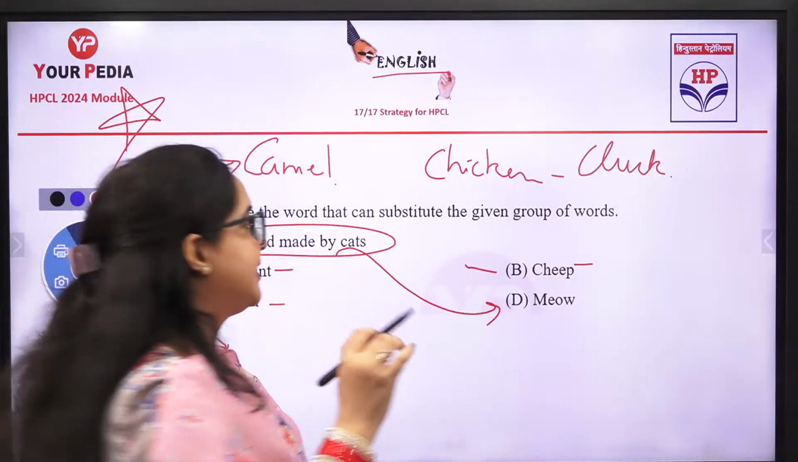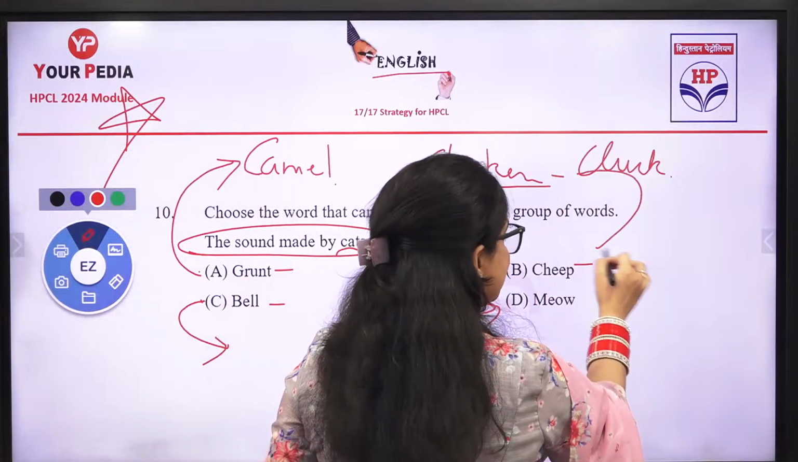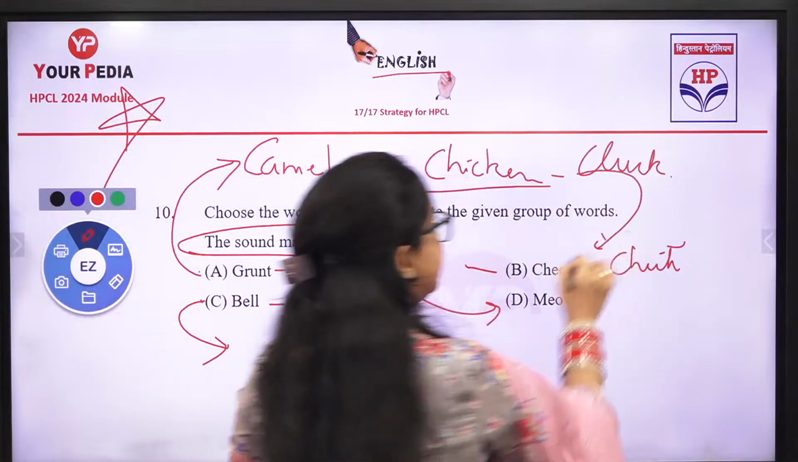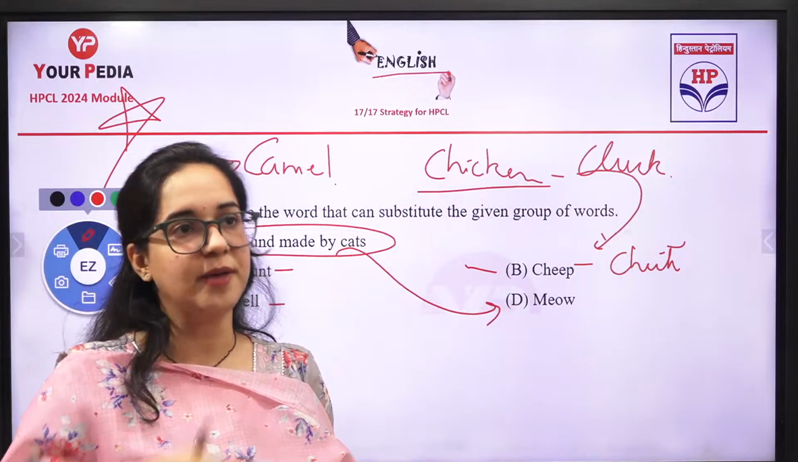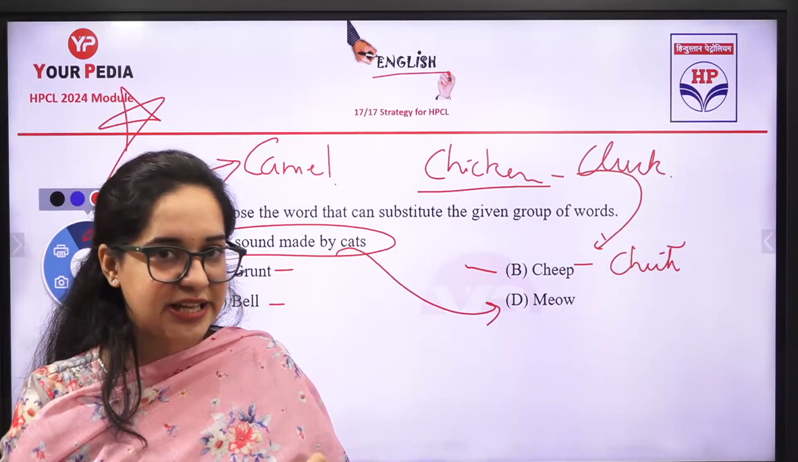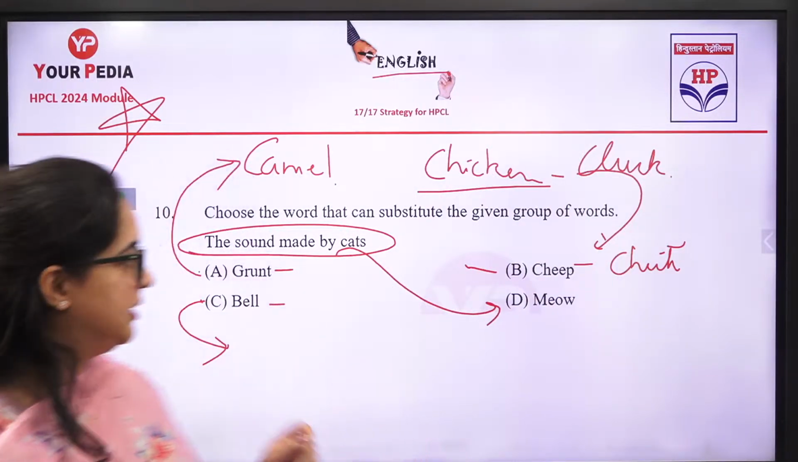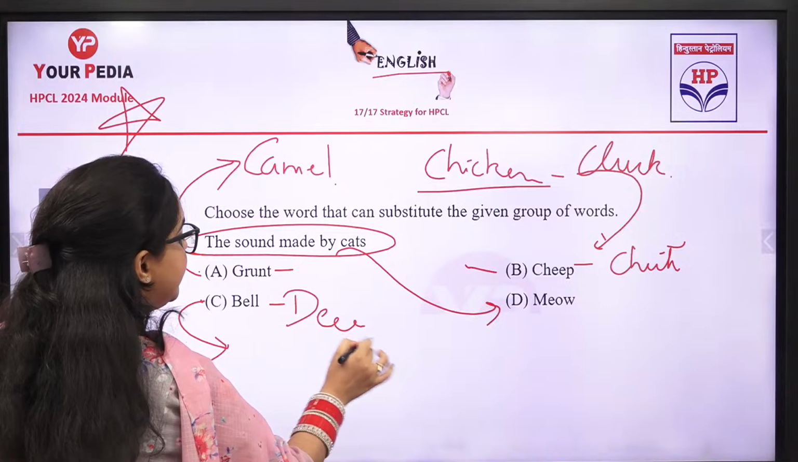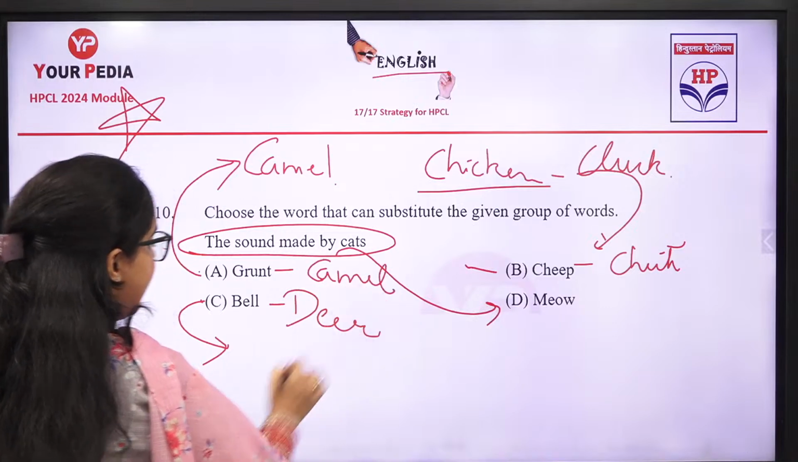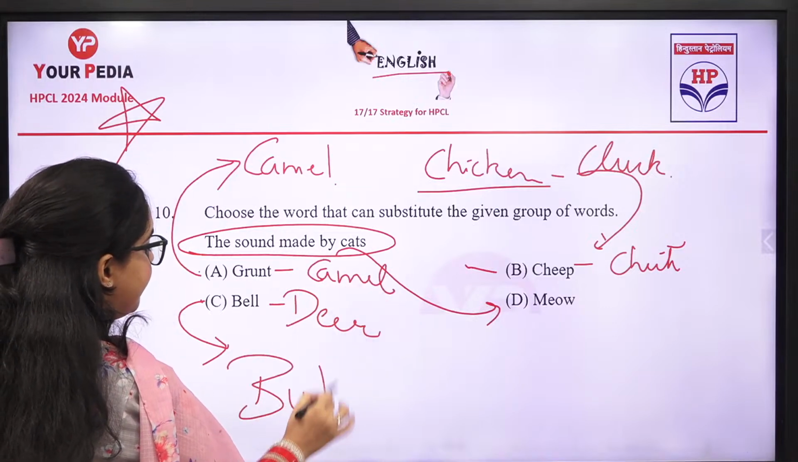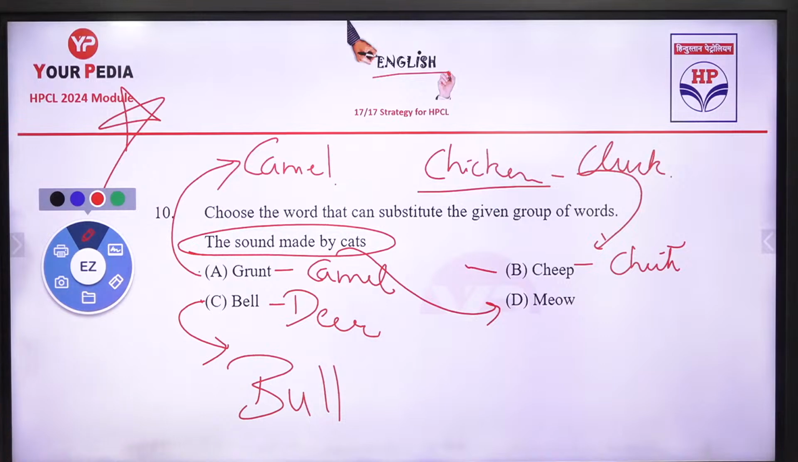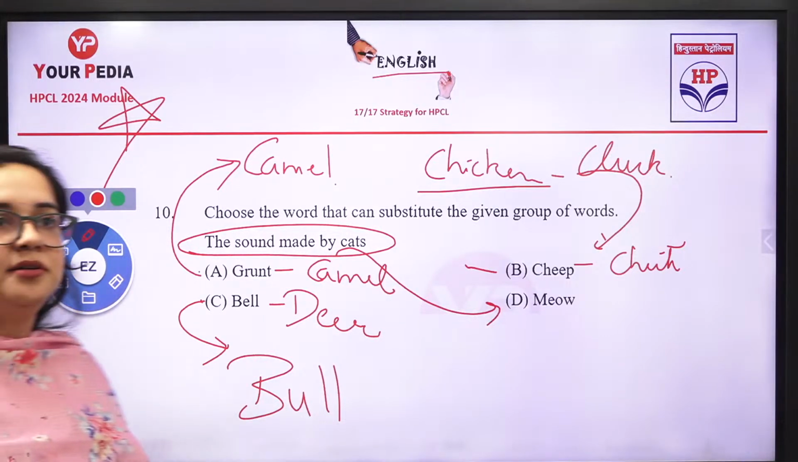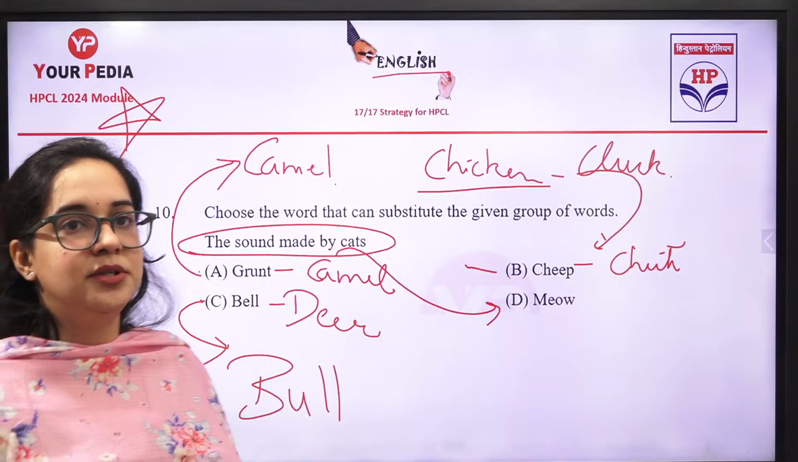Similarly, the hen is there. Then the chick, the babies, they do the sound of cheep cheep. So cluck is done by chicken. Cheep is done by chick. Then it is your bell. Bell is a sound which is done by the deer. This is the sound of a deer. This is the sound of a camel. Anyone who can tell me what is the sound of a bull? Bull, it's bellow.